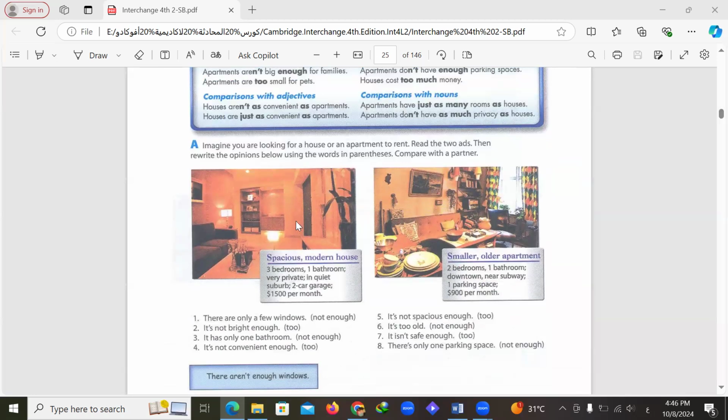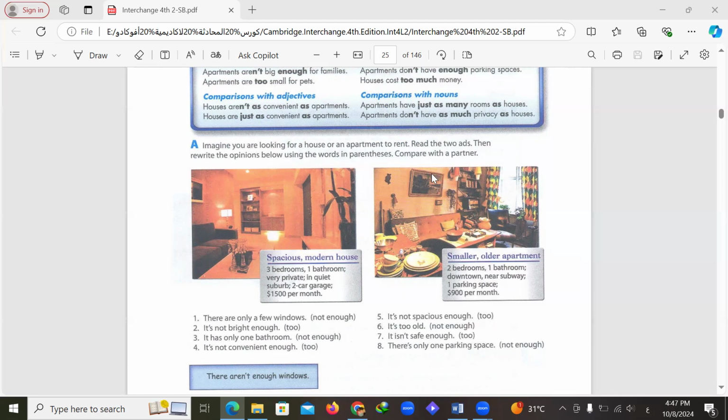Here we have a comparison between two pictures. Let's go and learn the difference. The first picture, as we see, is a spacious modern house: 3 bedrooms, 1 bathroom, very private in a quiet suburb, 2-car garage, $1,500 per month. This is the first house. The next: a smaller, older apartment, 2 bedrooms, 1 bathroom, downtown, near subway, 1 parking space, $900 per month.